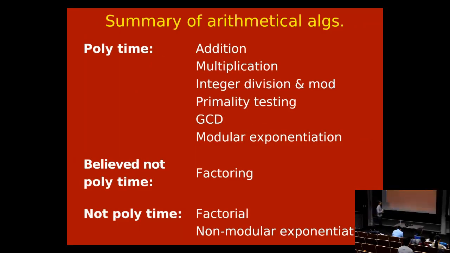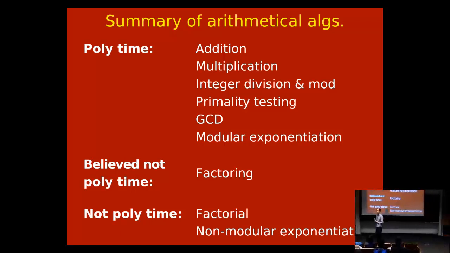OK, so we're two-thirds of the way through the lecture. And let me summarize what we've seen. Actually, that section was a nice chunk. It was just a story of efficient algorithms and lack of efficient algorithms for a lot of basic arithmetic problems. So lots of things we can do efficiently, including, interestingly, primality testing, GCD, modular exponentiation. And some things we don't think are efficient, like factoring, and some things we definitely know are not efficient, like factorial or just non-modular exponentiation.